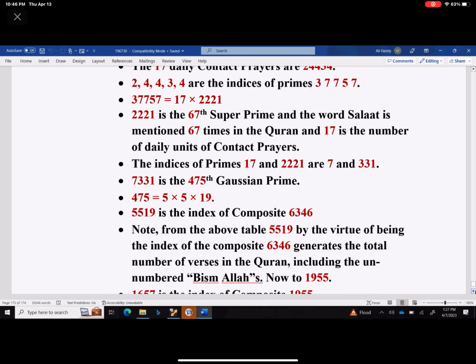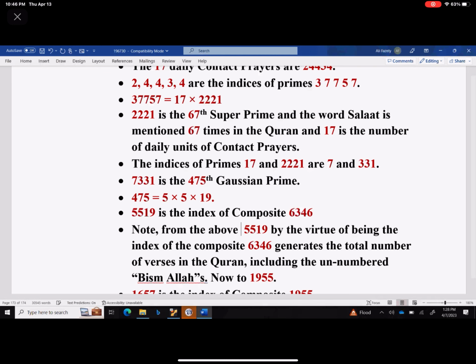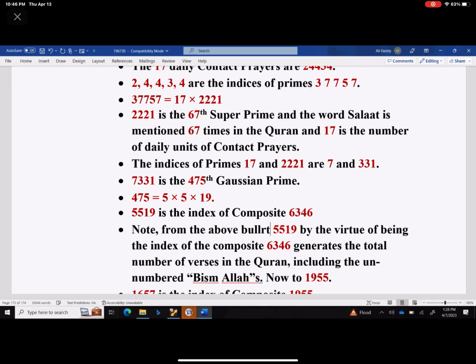And 475 is factored into 5 times 5 times 19. 5519 is the index of composite 6346. Note the above statement, not table, in the above bullet. Okay. 5519, by virtue of being the index of composite 6346, generates the total number of verses in the Quran, including the unnumbered Bismillahs.